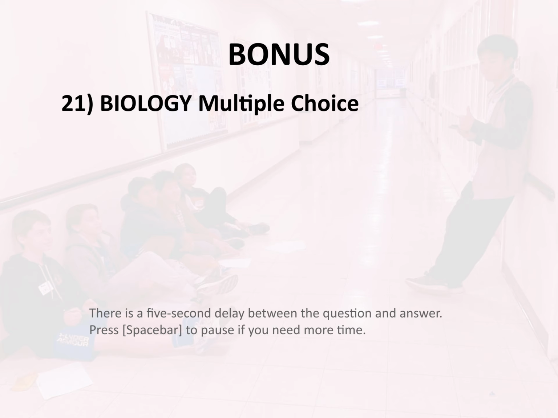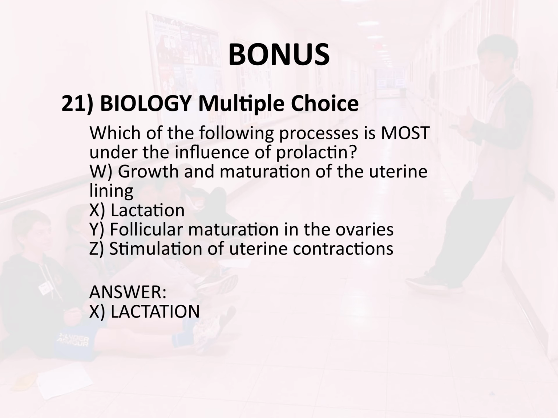Bonus, 21. Biology. Multiple choice. Which of the following processes is most under the influence of prolactin? W. Growth and maturation of the uterine lining, X. Lactation. Y. Follicular maturation in the ovaries. Z. Stimulation of uterine contractions. Answer, X. Lactation.